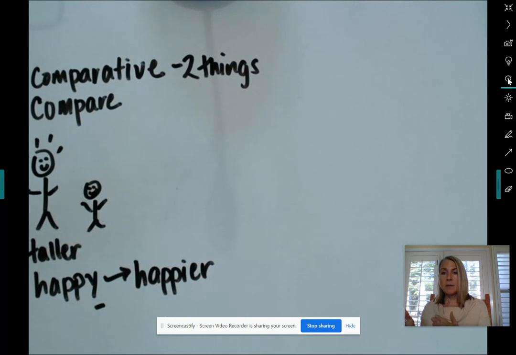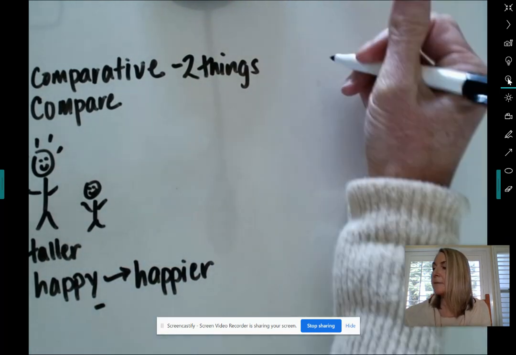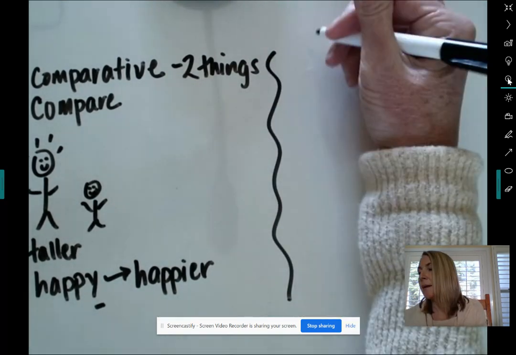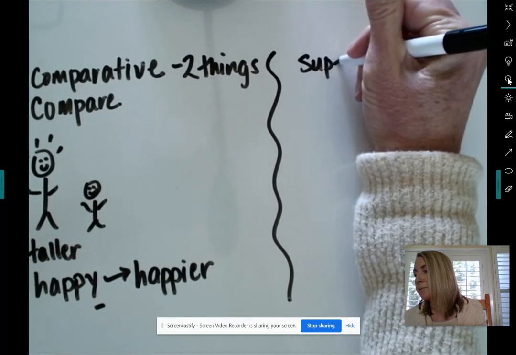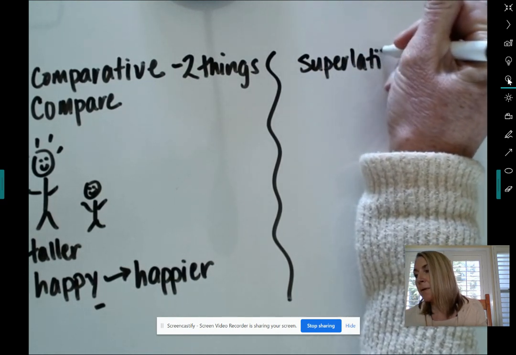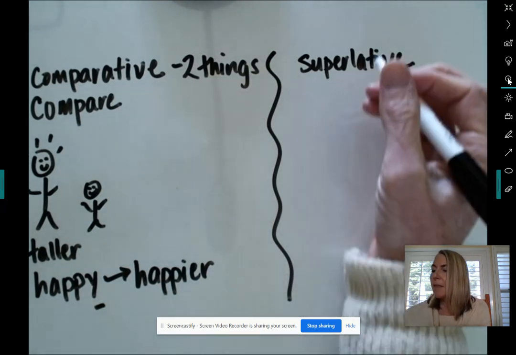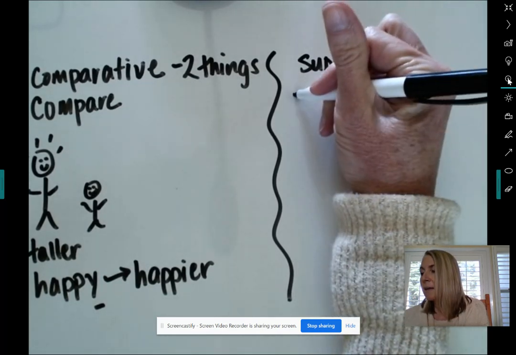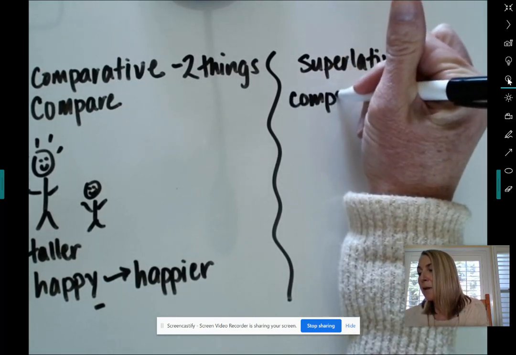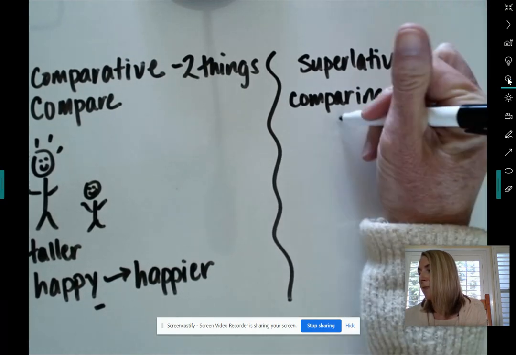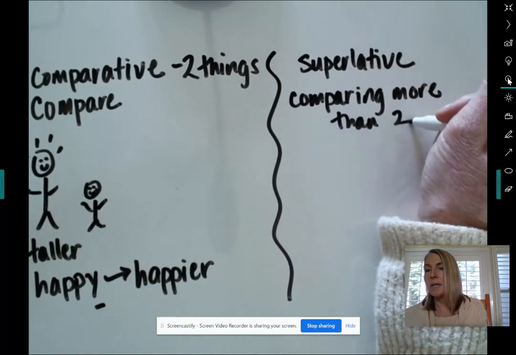Now, the other comparative focus we're going to have today is on what's called the superlative. Now, our workbook doesn't use this term, but I want you to become familiar with it because it is what it's called. In our workbook, they're just calling it basically when you're comparing more than two things. Okay, so more than two things.